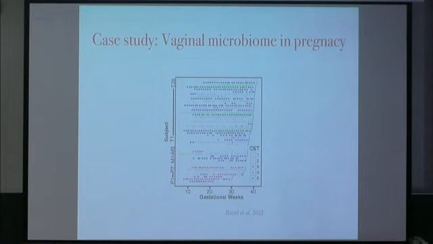This is a study of the vaginal microbiome in pregnancy. Each dot in this plot is a sample, and the x-axis is time. What you see is that there are certain women that have preterm births. They give birth earlier than expected, and the color indicates a different type of microbiome for different women. So this study posited that the microbiome could be a predictor for early birth.